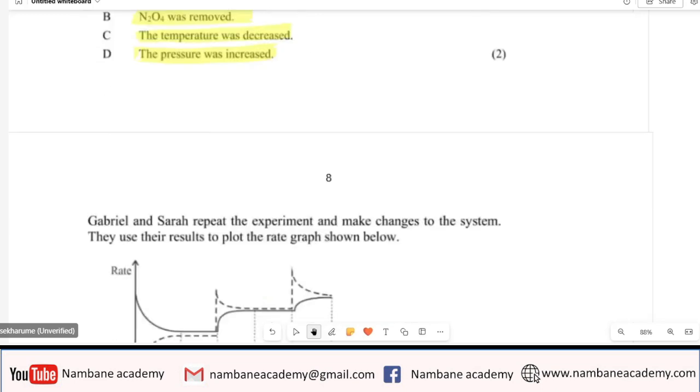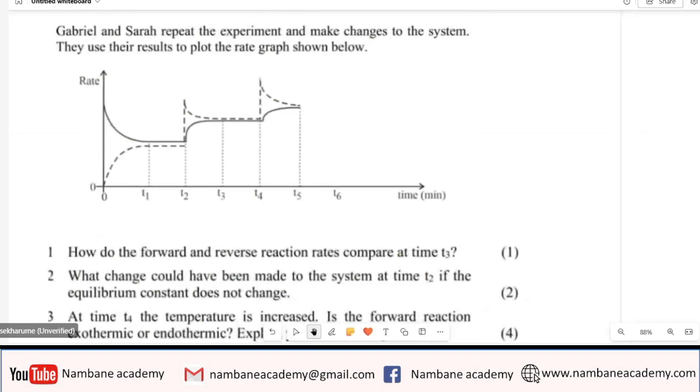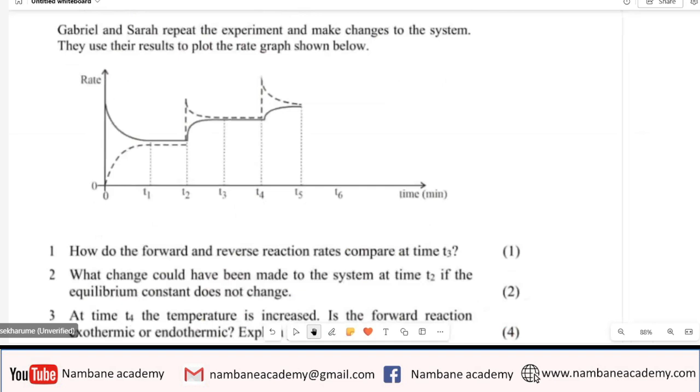Then now, the long question. I'm having this question. Now we want to answer this question. Gabriel and Sarah repeat the experiment and make changes to the system. They use the result to plot the rate graph shown below. Okay, so this is the graph. All right, so we have T0 until T5 somewhere there.